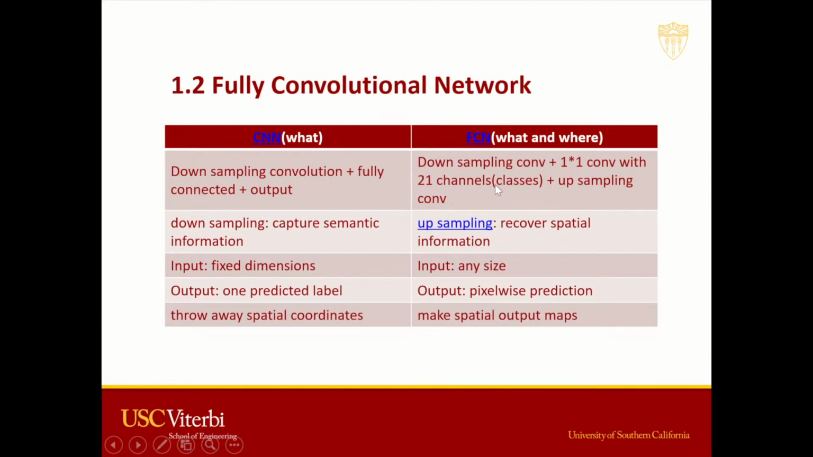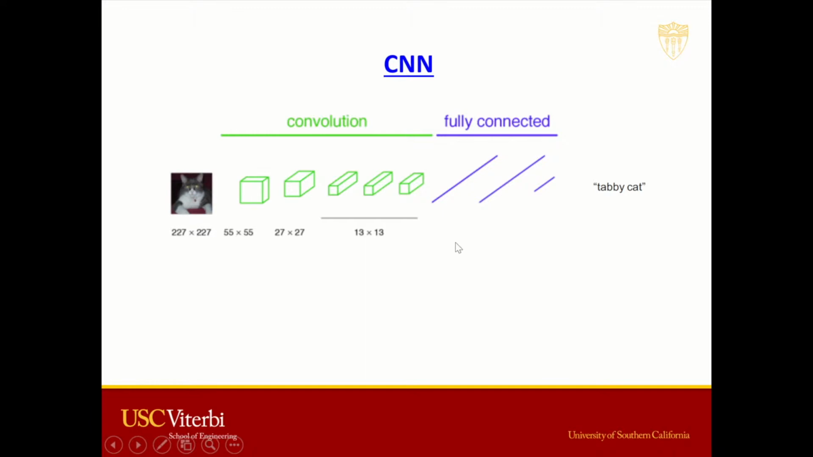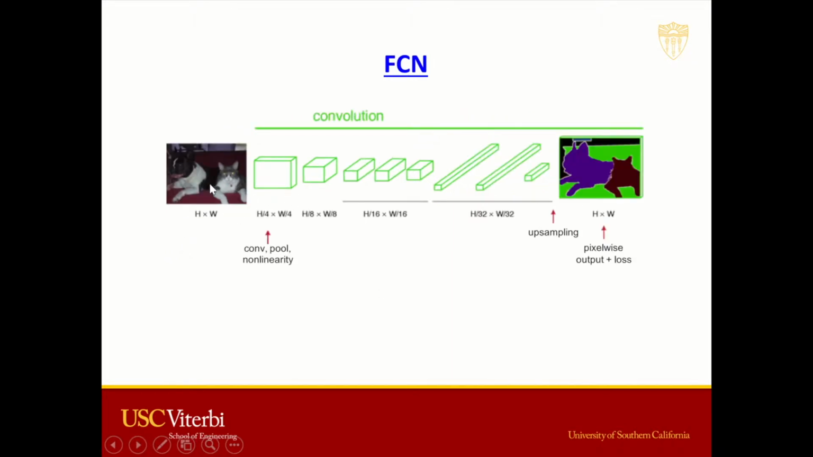And because there are no dense layers, the input size can be any size, and the output is a pixel-wise prediction. This is a CNN. We can see the input is a fixed size picture and the output is a label. This is FCN. We can see the input can be any size and the output is a pixel-wise mapping.